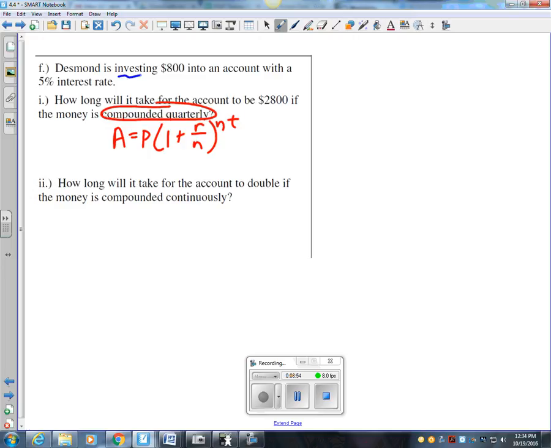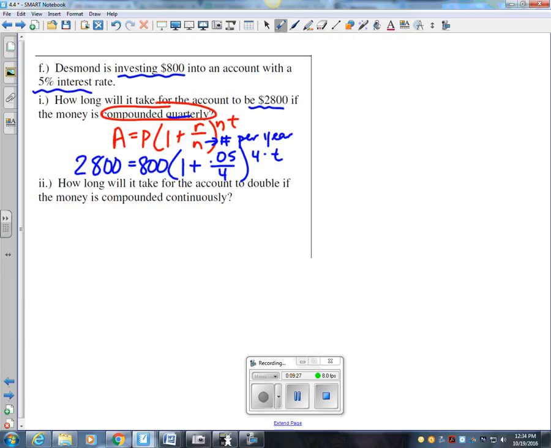So he's investing 800, so that's his starting amount. So that goes in for P. 1 plus, do we know the rate? Yes, it's 5%, so 0.05. n is the number of times per year that it's compounded. So quarterly means 4 times a year. 4 times. Do we know the time? So if you go back and reread it, no, we don't know the time. But we do know we want there to be $2,800 at the end. All right, so I'm going to rewrite that over here so I have room to work it out.